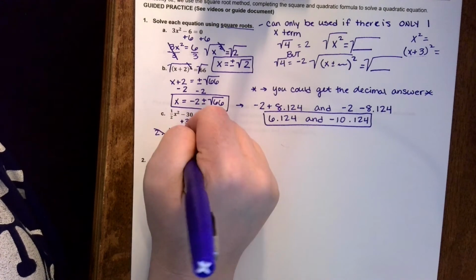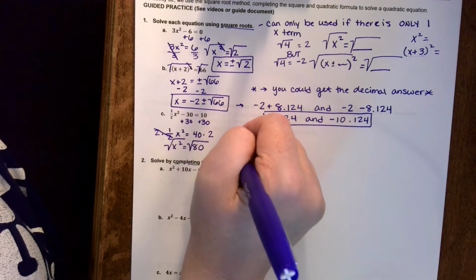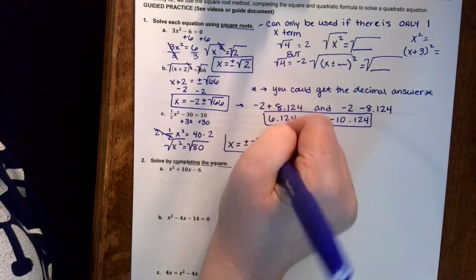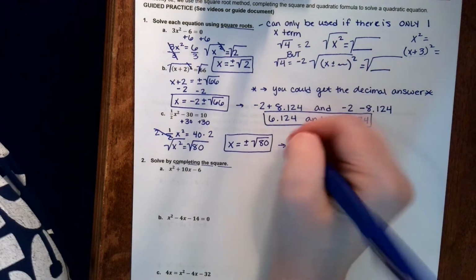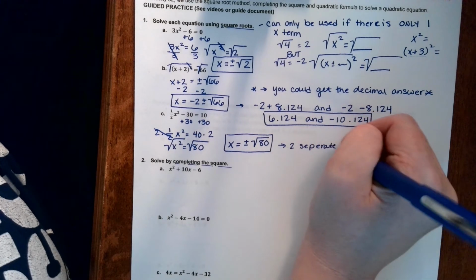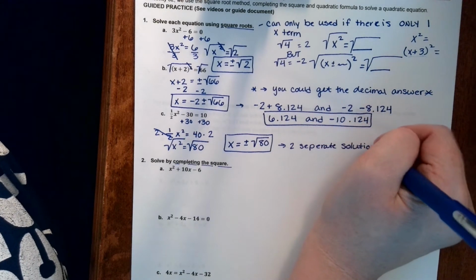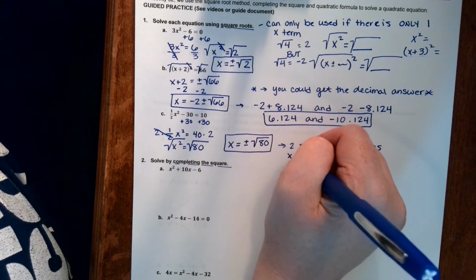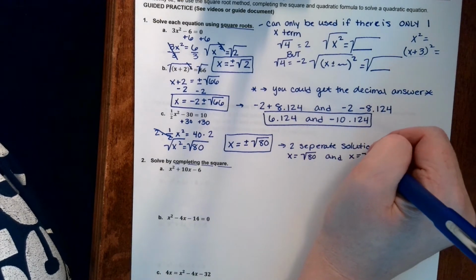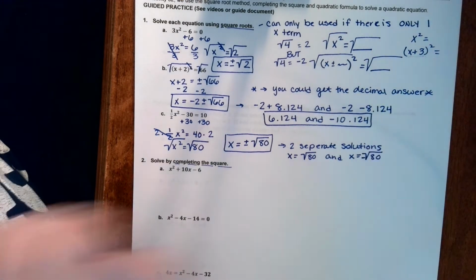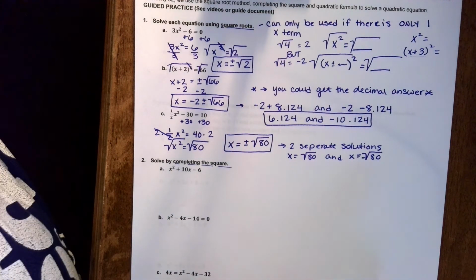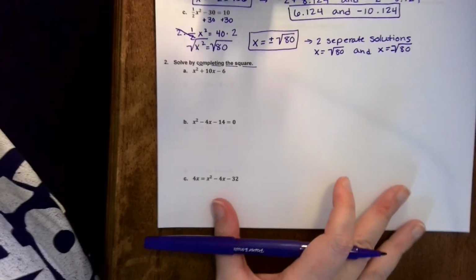Take your square root. X equals positive or negative square root 80. So just as a recap, this is 2 separate solutions. You could write this as x equals the square root of 80 and x equals negative square root 80. Or you can write it as 1, which is what I typically do. Alright, let's move on to number 2.